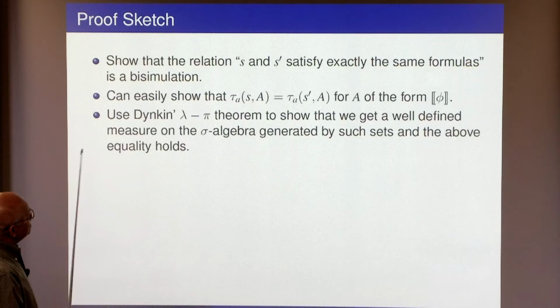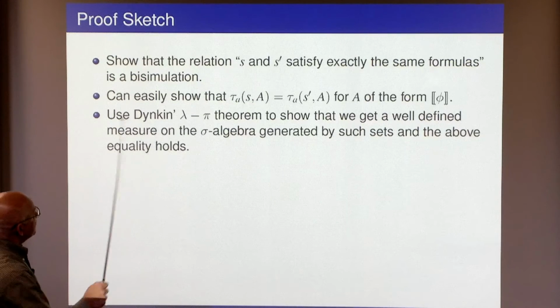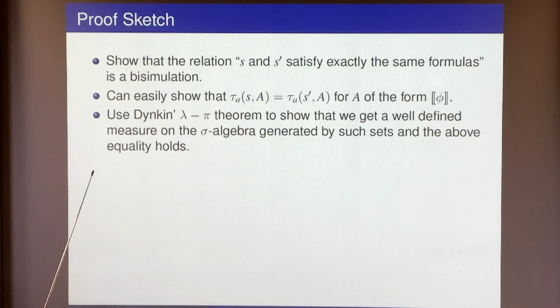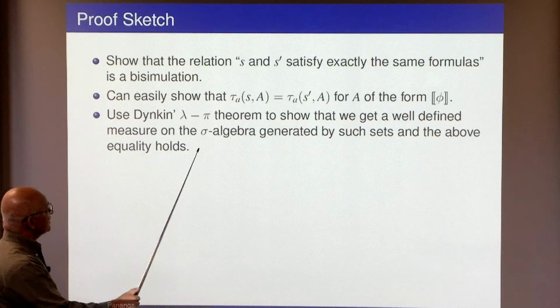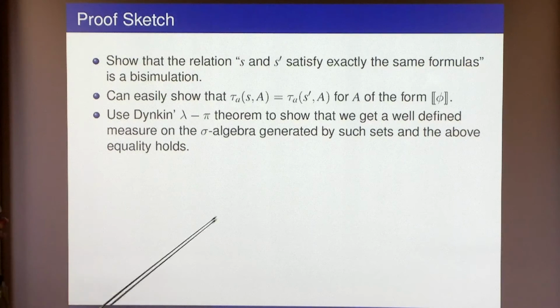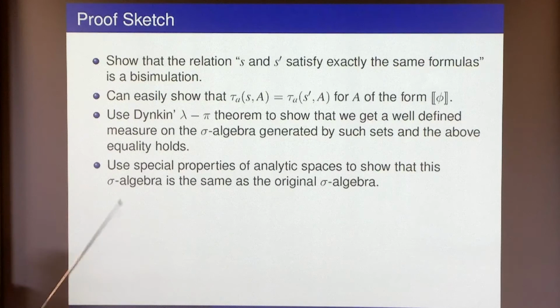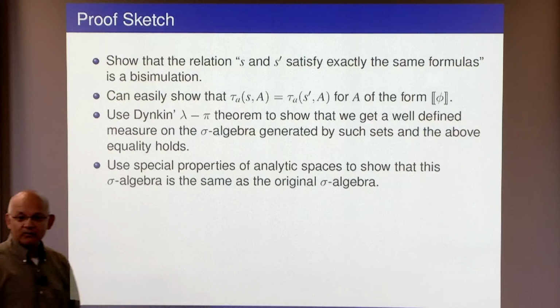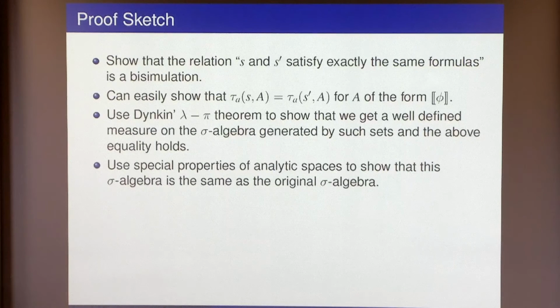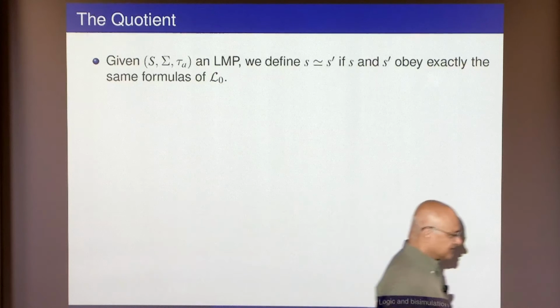Now, essentially, we use the lambda pi theorem to show that we can get a well-defined measure on the sigma algebra generated by such sets, such that the above equality holds. Of course, these sets don't form a sigma algebra, but they generate one. And then we use these special properties of analytic spaces to show that this actually is everything we want. And that's the outline of the proof. Okay, so how do we proceed in detail?